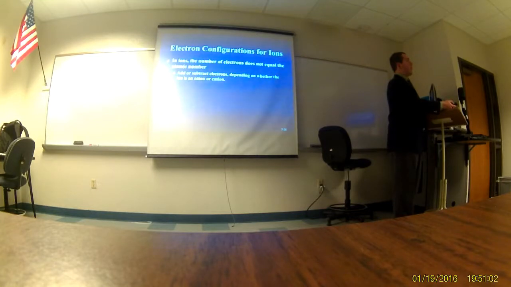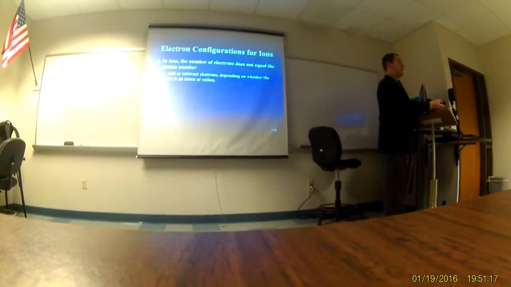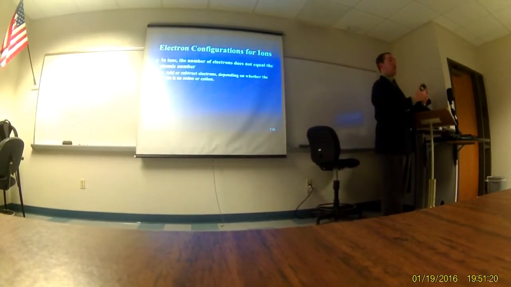What about the oxygen ion? It starts with 8 and it ends with 10. It gains 2 to get to 10. So the electron configuration is the same for the oxygen and the fluorine. It's going to be the same for the nitrogen. Their electron configuration is neon. So it's not hard.